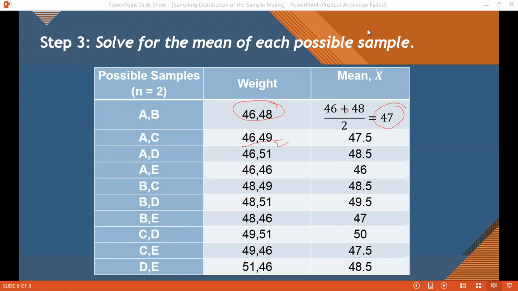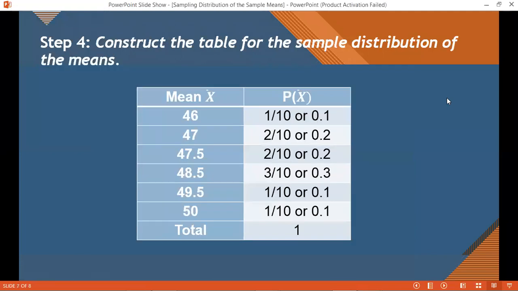Next, after you've done getting the mean of each pair, ang gagawin mo na naman is the last step. For the last step, you will simply construct the table of the sample distribution of the means. Sige. So, paano siya nangyari na meron na naman akong another table for this one? Let's go back to the step 3.